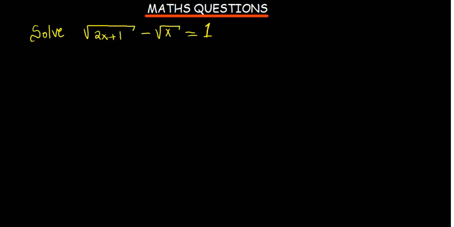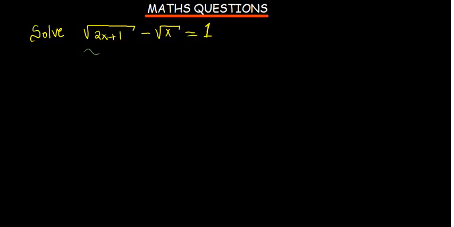Alright, solve square root of 2x plus 1 minus square root of x being equal to 1. This is a radical equation. And when you are solving radical equations, you need to simplify things for yourself. Like the way you have got two roots on the same side and a constant alone. It's not a good thing.